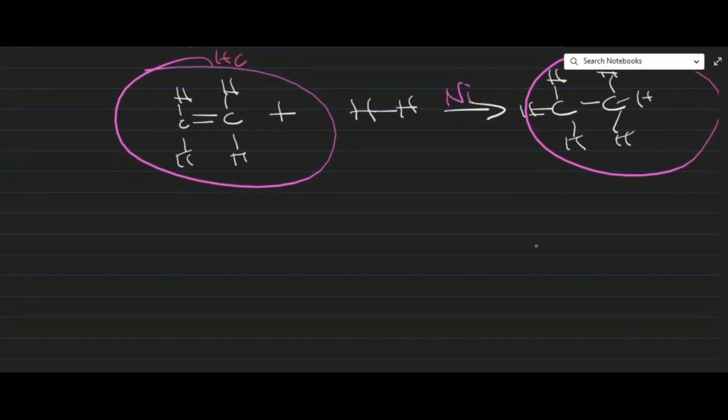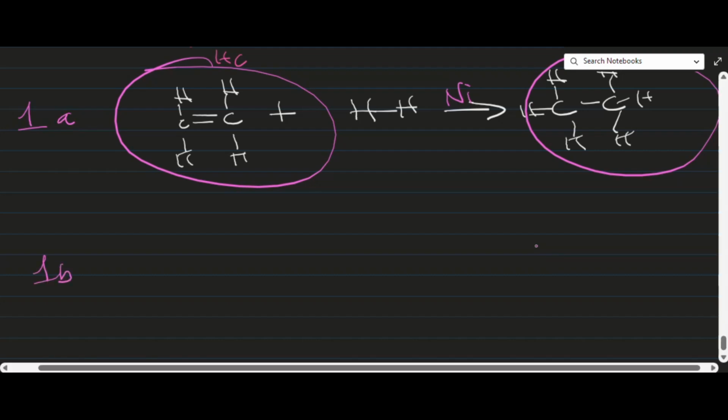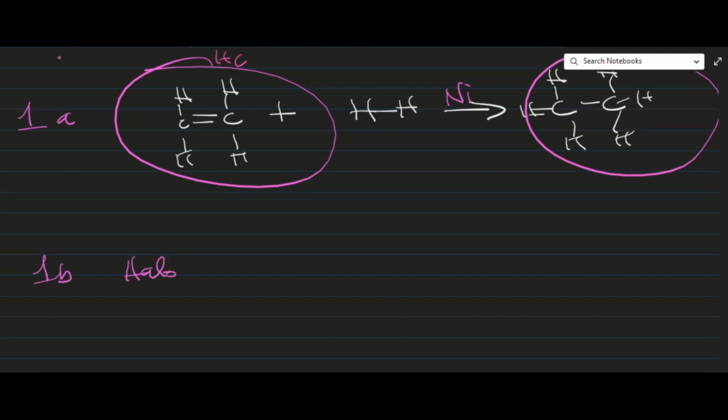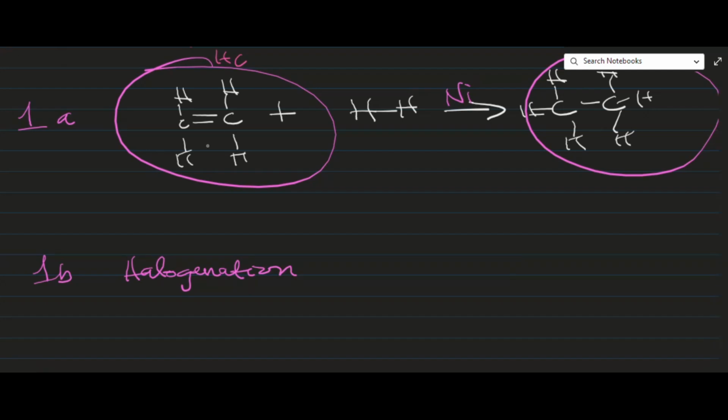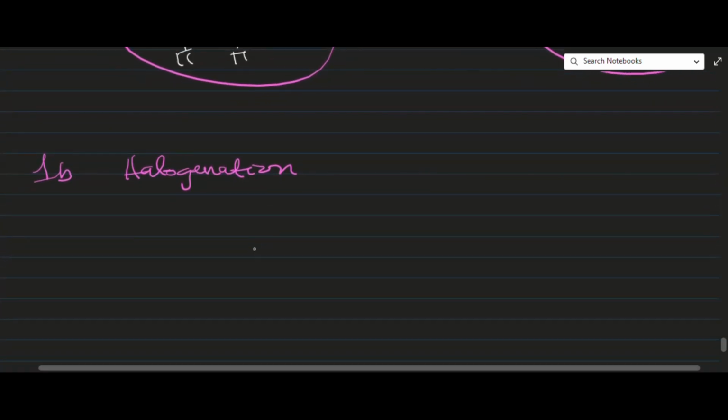So what about halogenation? We are still talking about addition reaction. I can call this one 1A and then 1B. The first one is hydrogenation. This one we are talking about is halogenation. Halogen, that is a group 7 element. So we are adding a molecule of a group 7 element to our alkene.